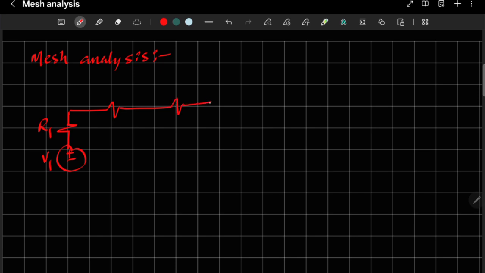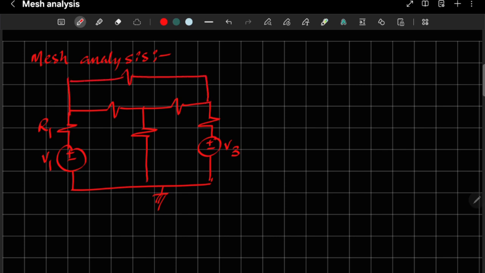Then two resistors and voltage source V2, I am taking, or V3, in series with one resistor. Then the negative terminals of the two voltage sources are grounded, and here I am giving one more resistor, here another resistor. So I am dealing with three meshes actually.